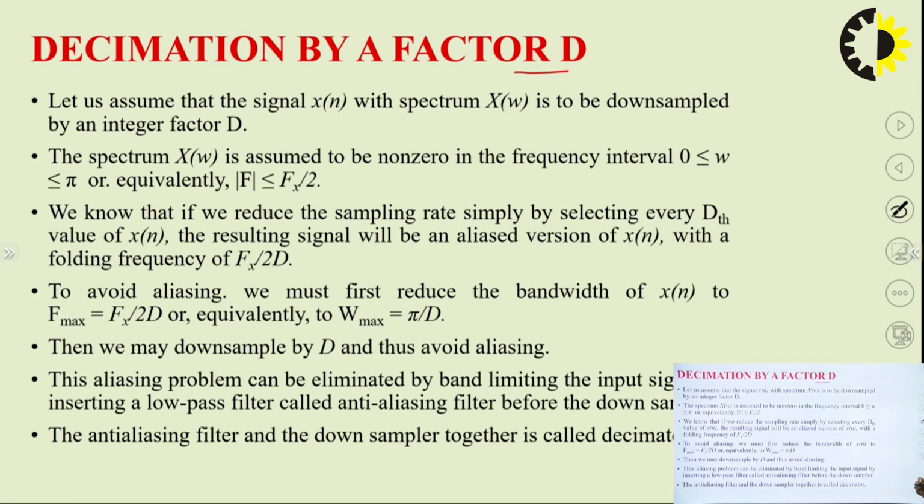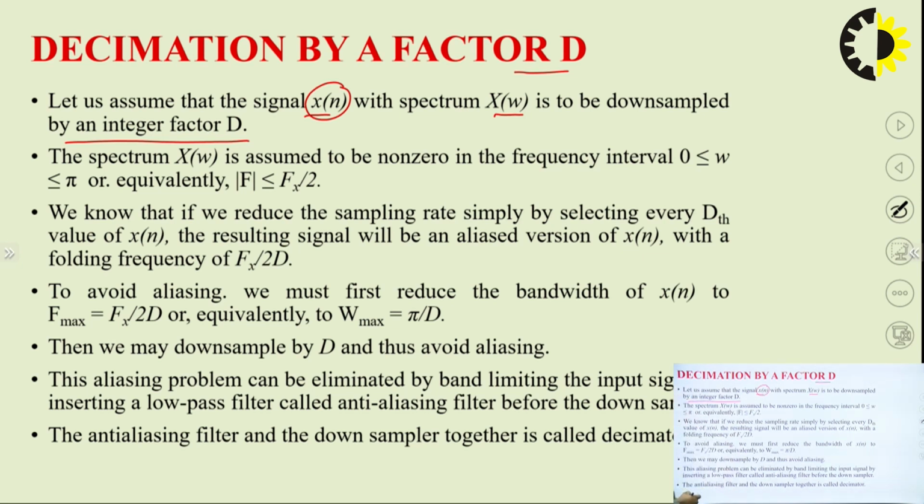Okay. So now come to the topic decimation by a factor D. So let us assume that a signal x[n] with a spectrum X(omega) is to be downsampled by an integer factor D. Okay. So we have taken a sequence x[n] for which the spectrum is defined as X(omega), and we need to downsample this signal by an integer factor capital D. Okay. Now you know, because the sequence is discrete.